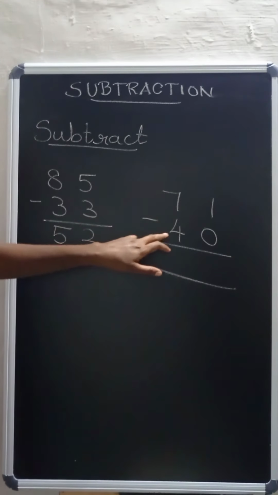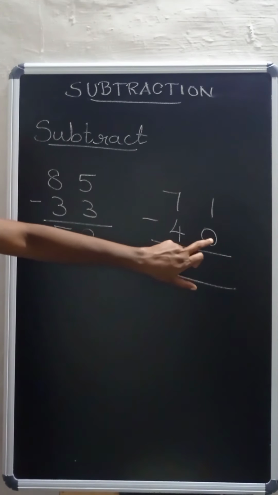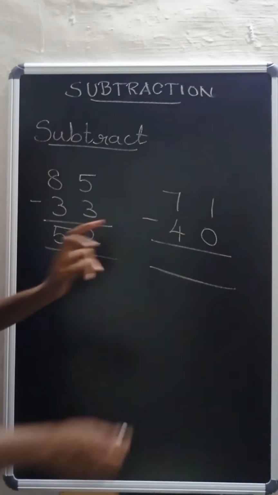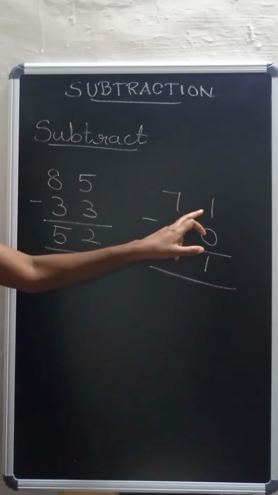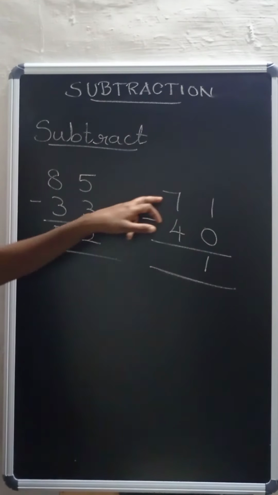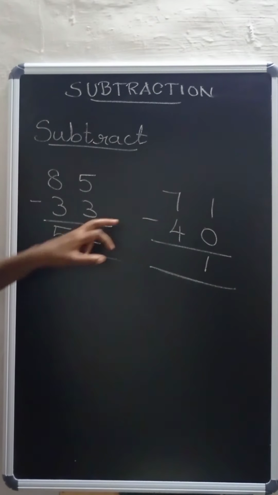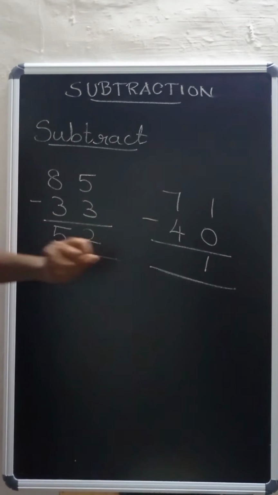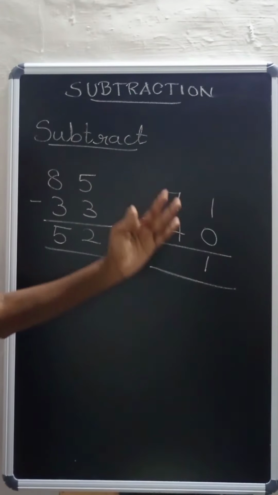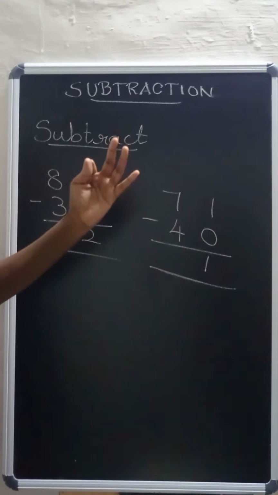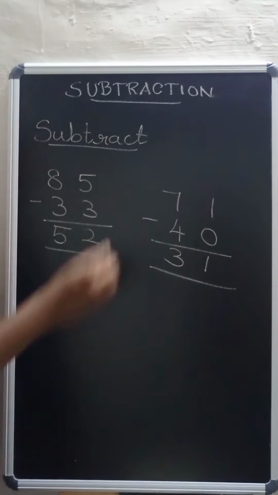Now, 71 minus 40. 1 minus 0. So, when you subtract any number with 0, you will get the same number as your answer. So, 1 minus 0 is 1. Now, 7 minus 4. So, after 4, 5, 6, 7. So, you got 3 fingers. So, 31.